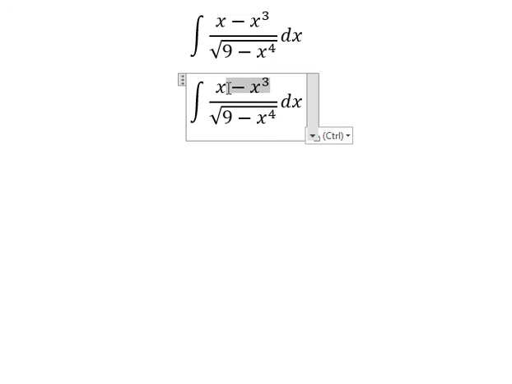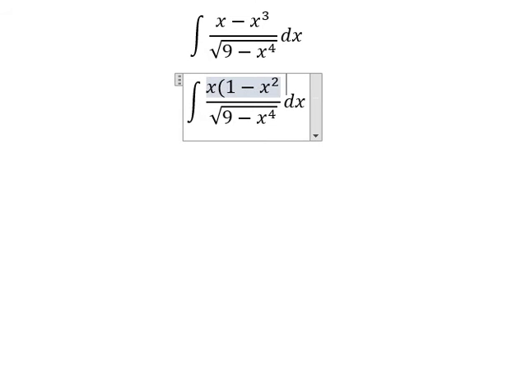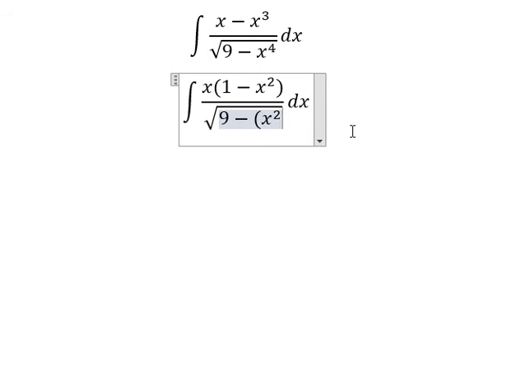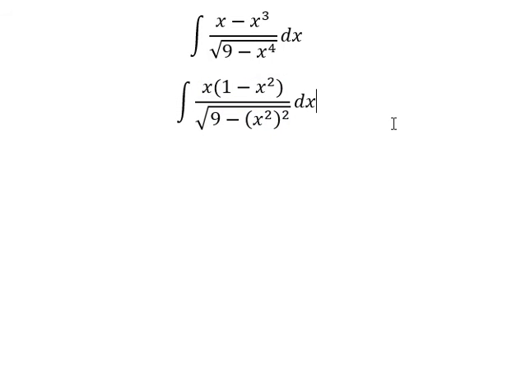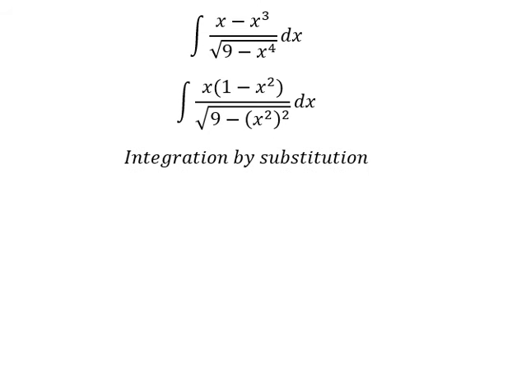We need to do factorization by s. Next, s to the power of 4, we have s squared to the power of 2. Next, we need to use integration by substitution. So I need to put u equals s squared.